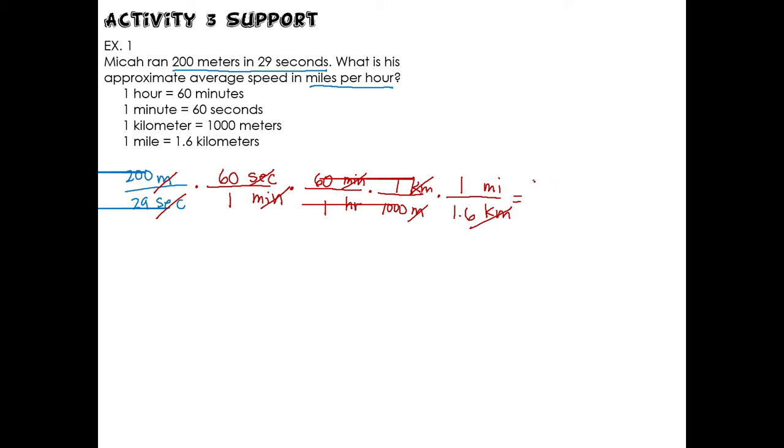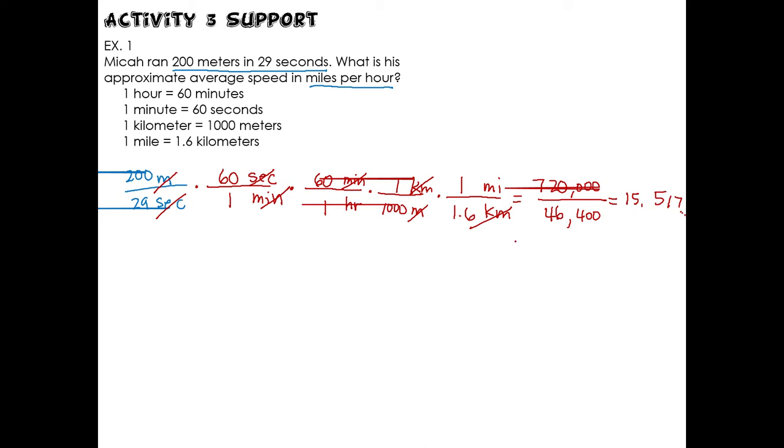That is going to be 720,000 divided by the denominator, which is 29 times 1,000 times 1.6. And that's going to be 46,400. And all I'm going to do here is just divide those. And so I get about 15.517, blah, blah, blah.